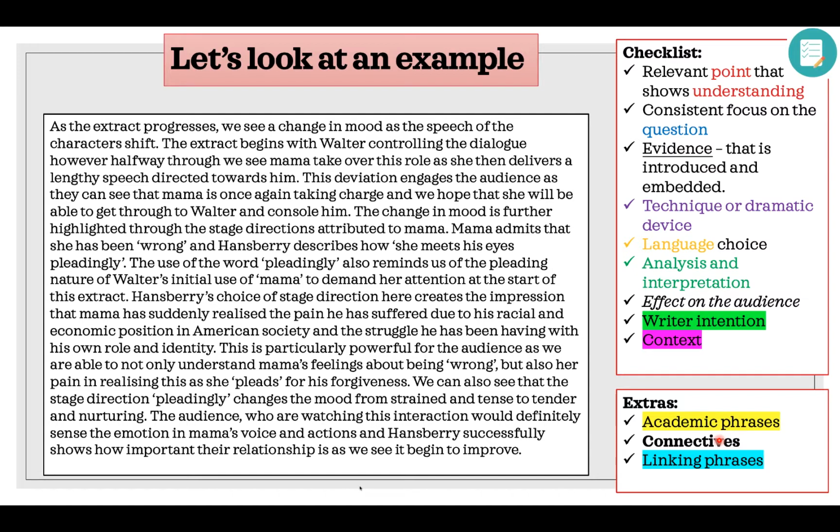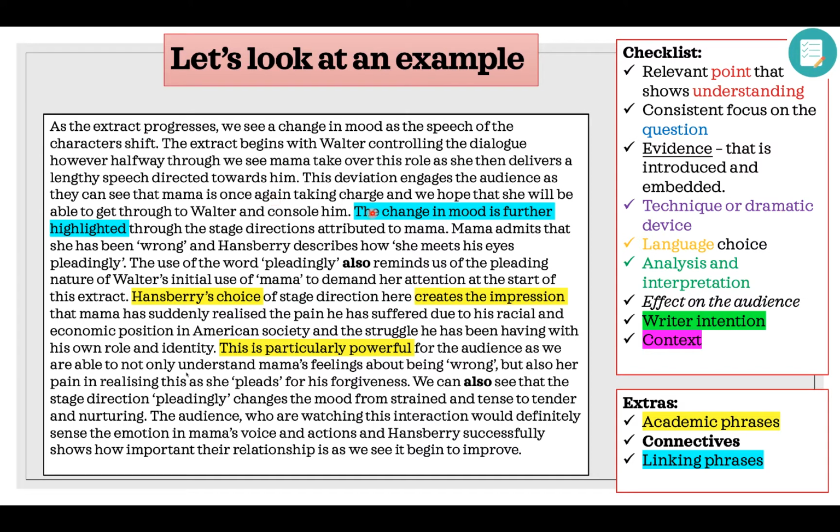Okay, so hopefully you've had a chance to have a read through the second section of this essay, and hopefully you've managed to notice most of these, if not all of these. But also what I really wanted to draw your attention to was some of these academic phrases and linking phrases. So here we have the initial point. As the extract progresses, so here we're talking about structure, we see a change in mood as the speech of the characters shifts. So this is my initial point.